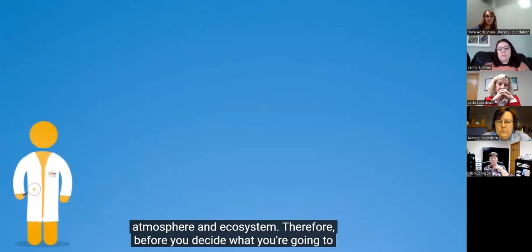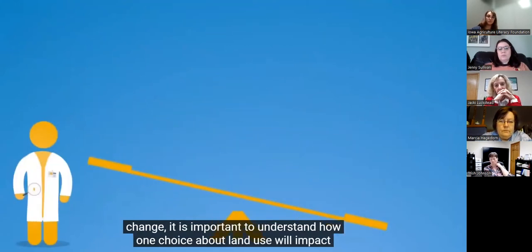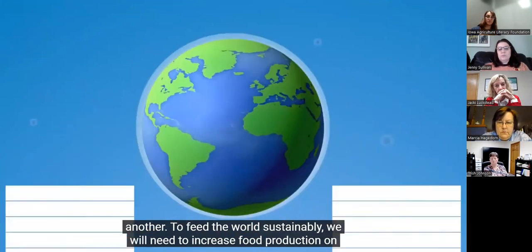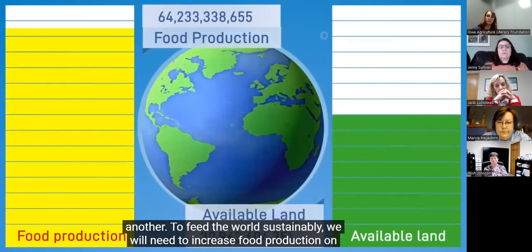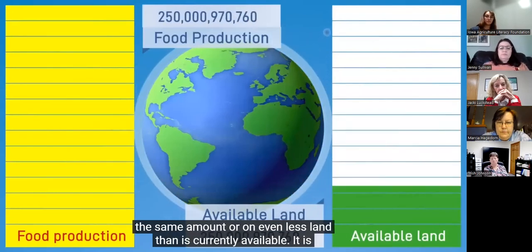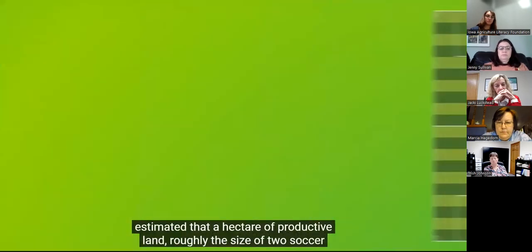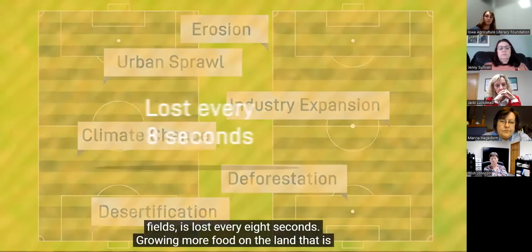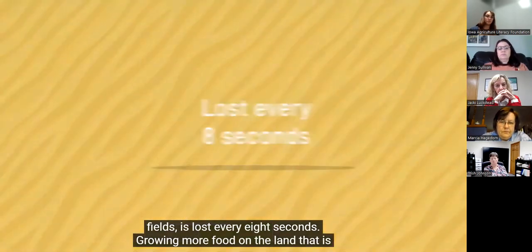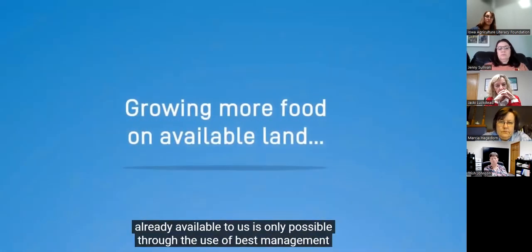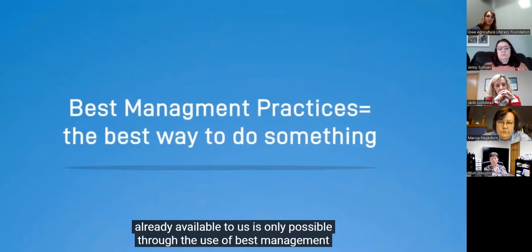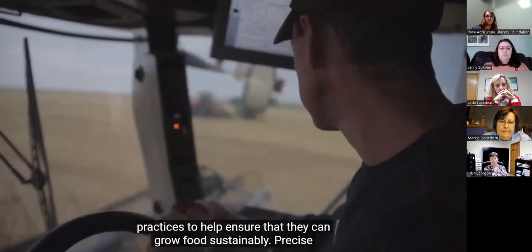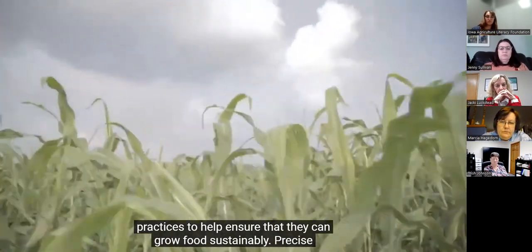Therefore, before you decide what you're going to change, it is important to understand how one choice about land use will impact another. To feed the world sustainably, we will need to increase food production on the same amount or on even less land than is currently available. It is estimated that a hectare of productive land, roughly the size of 2 soccer fields, is lost every 8 seconds. Growing more food on the land that is already available to us is only possible through the use of best management practices. Let's take a look at how farmers are using best management practices to help ensure that they can grow food sustainably.